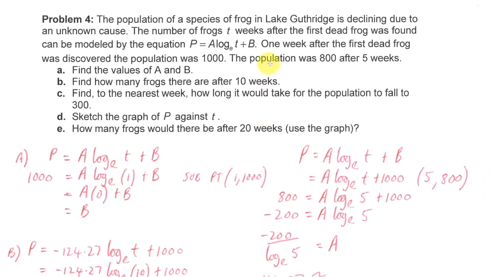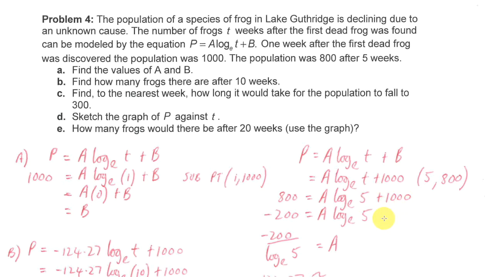We have a second bit of information. The population was 800 after 5 weeks. So T equals 5 and P equals 800. Here's our function. And instead of writing in B, we know that B is equal to 1,000, so let's put 1,000 in there. Let's make use of this point. So when T is 5 weeks, the population is 800 frogs. So 800 equals an unknown A log E of 5 plus 1,000.